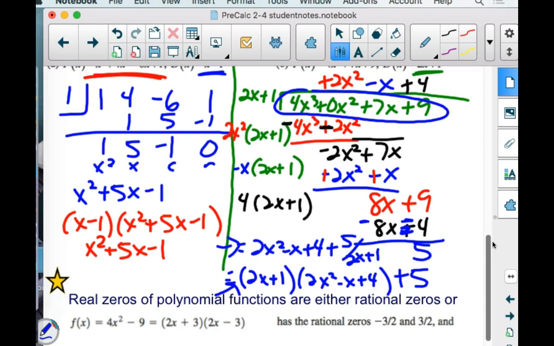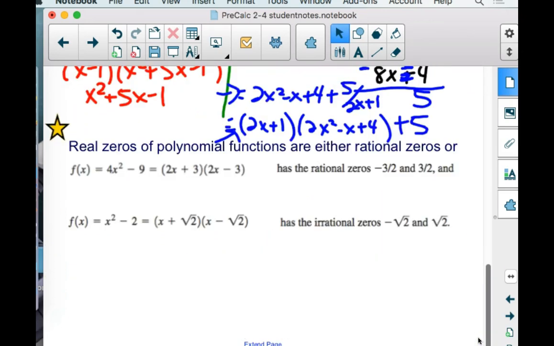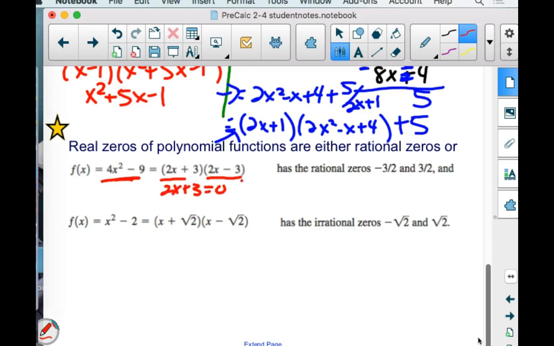And down here it says, real zeros of polynomial functions are either rational zeros or irrational zeros. So with the first one, we see, if we factor this, we get 2x plus 3 times 2x minus 3. And we set them equal to 0. Subtract 3, divide by 2. Add 3, divide by 2. And we have two rational zeros.